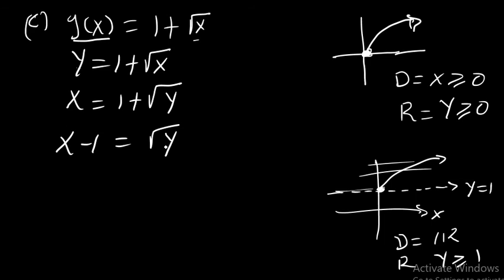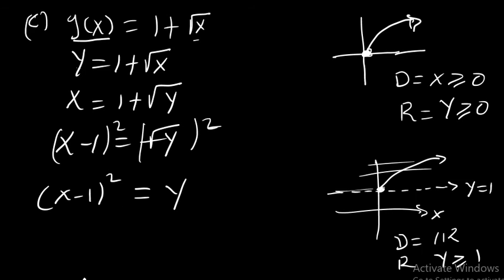Then the next step, to get the y, I have to square, because the y is found under the square root. To remove the square root, we have to think of the reverse process of square root, which is squaring. So we need to square both sides. When you square both sides, the square root cancels and y remains here. Y is equal to x minus 1 the whole square.